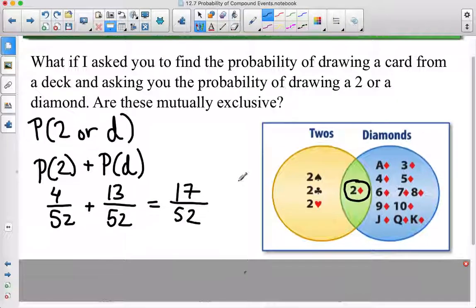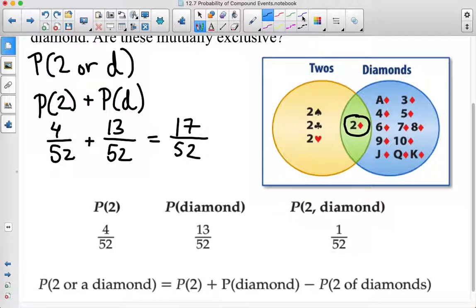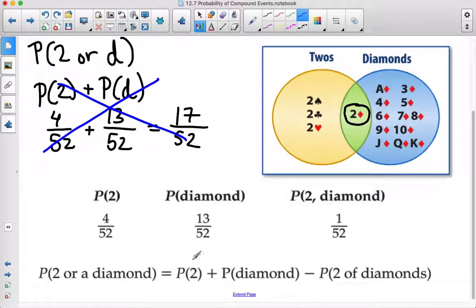So I can't just simply add the two things together if they are not mutually exclusive. What I actually need to do is subtract out whatever they overlapped. So what I need to do instead is not what we did up here. It's not quite correct. What I need to do instead is find the probability of getting a 2 plus the probability of getting a diamond, and subtract off wherever the overlap occurs because I double counted those. And if I do that, 4 plus 13 out of 52 minus 1 out of 52, I'm going to see I get the correct answer, 16 out of 52.